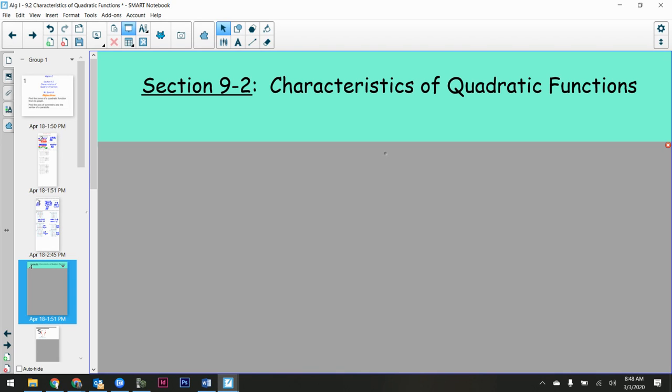All right. So we're doing section 9.2 today, characteristics of quadratic functions. Now, can somebody tell me what a quadratic function is? What are things that we learned yesterday about quadratic functions? We learned a lot of different things. What do we know about a quadratic? What does it look like? Y equals ax squared plus bx plus c. That's the standard form of a quadratic, right?